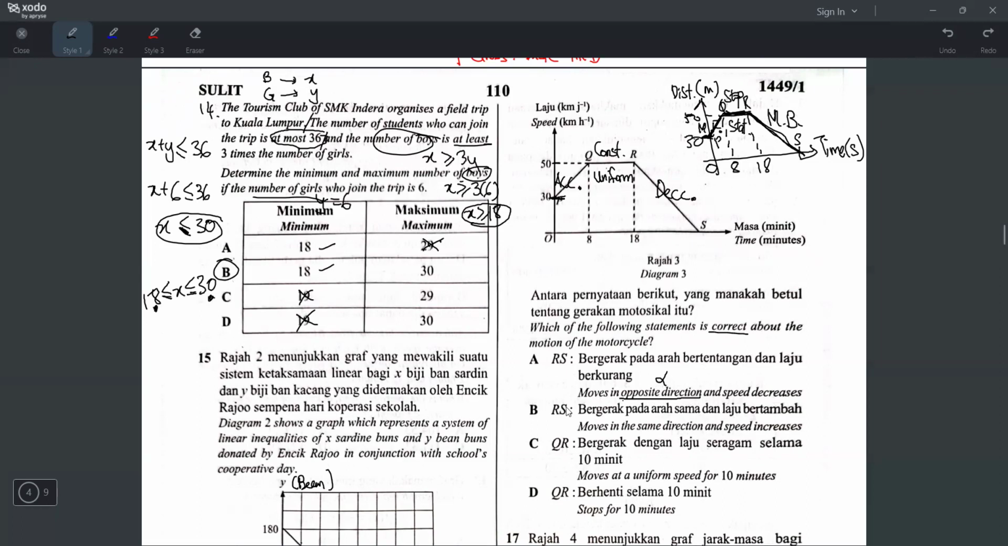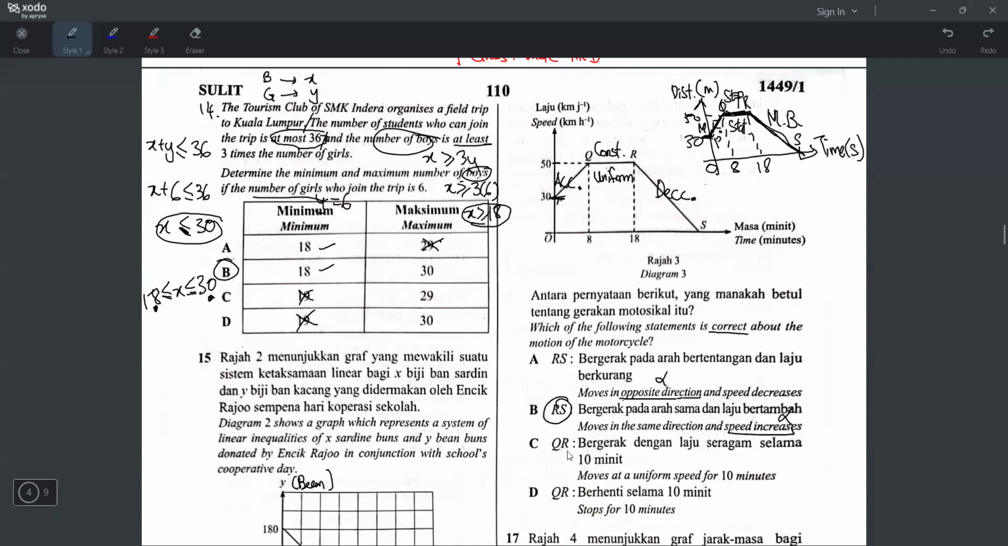Okay, what about B? Dia kata RS moves in same direction and speed increases. Dia kata same direction, then I know wrong already. Because RS, if this is distance time graph, then you can mention the direction. And the direction is the opposite direction. And also this speed increases also salah. What is speed increases? Like this one, the speed is decreasing. Speed here from 50 slowly decrease until 0. So B speed increases salah.